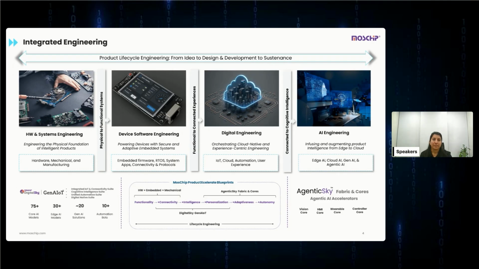autonomous devices. At MosChip, we unify this stack via three initiatives. First, Gen AIoT accelerators that make devices connected, visible with OTA, and digital twins built in. Second, Agentic Sky, the agentic AI cores that embed autonomy into devices, helping them perceive, decide, and act in the field. And the third one is the product accelerator, which are our pre-validated blueprints for first pass boards and systems.